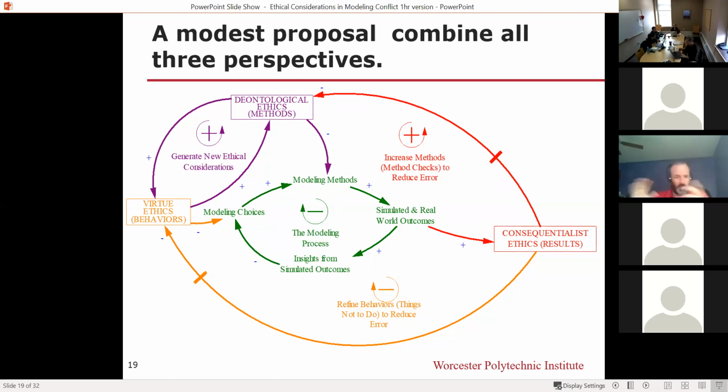And so my modest proposal here was to combine all of these into a system that can then itself generate the ethical things, not the adoption of any one ethical framework. It's the embodiment and embedment in the system of these different perspectives.